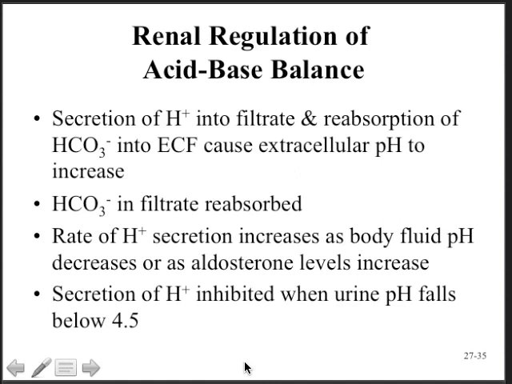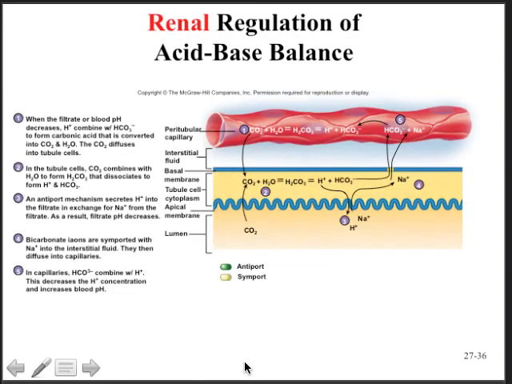Secretion of protons is inhibited when the urine pH falls below 4.5. The reason that we don't see more extensive changes in the range of urine pH is due primarily to the buffer systems that exist in the urine itself. What you're looking at here is just the renal regulation of acid-base balance.